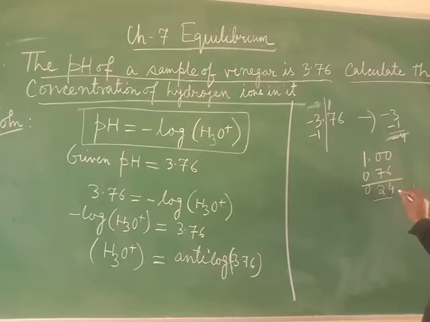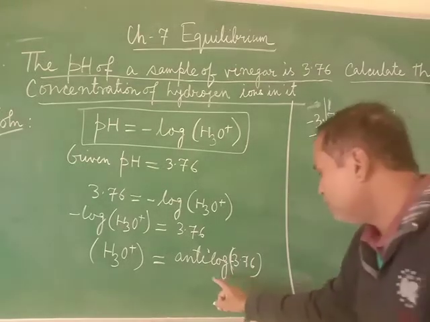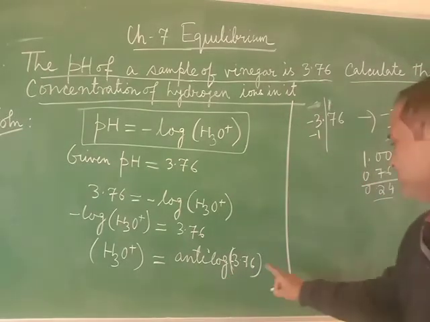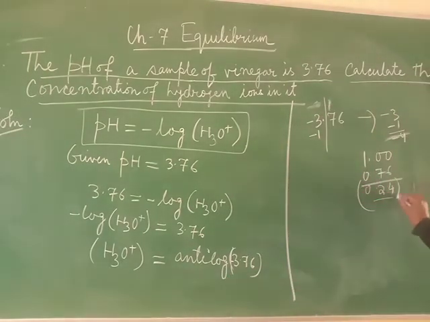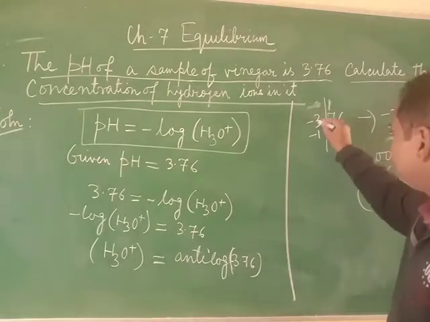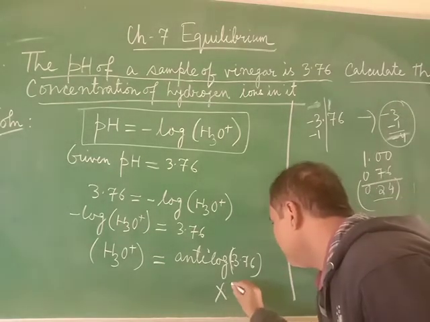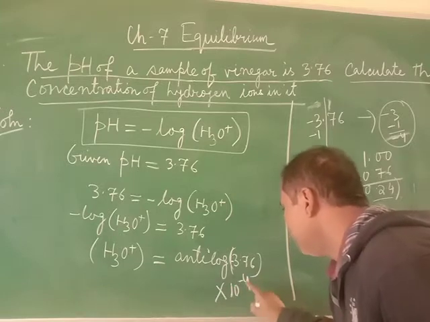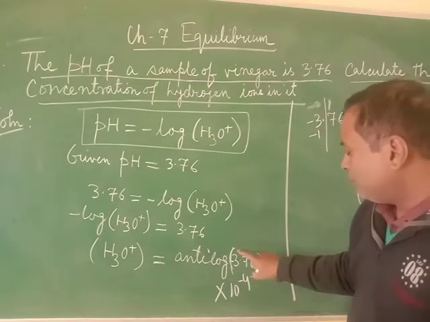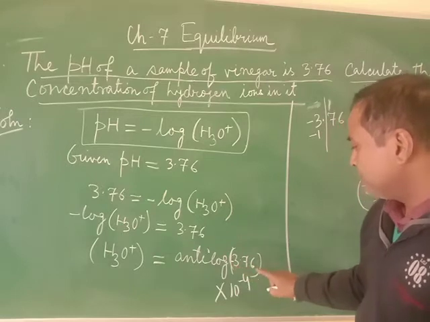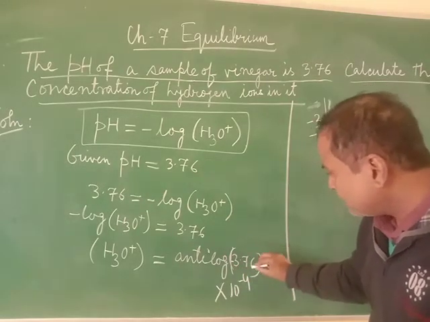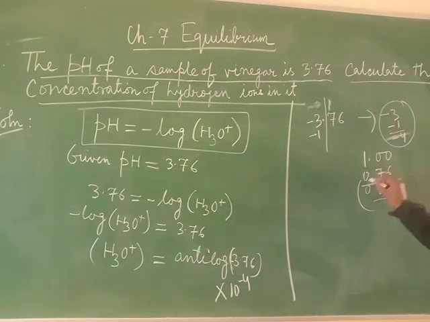0.24. That means we have to find the antilog of 0.24, and the value that we have got after adding minus 1 to minus 3, that is minus 4, we have to take that value to the power. So we will put it as 10 to the power minus 4. How did we get 10 to the power minus 4? By adding minus 1 to minus 3. Now to get the value of antilog of this 0.76, we have to subtract this 0.76 from 1.